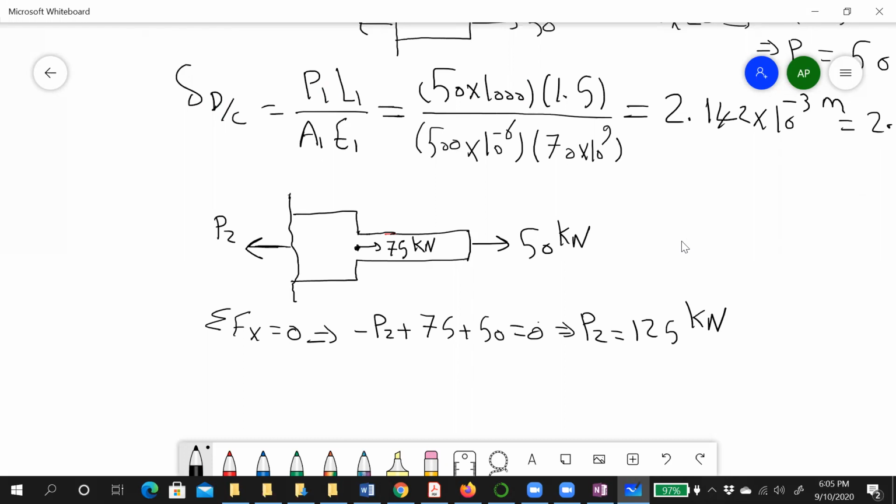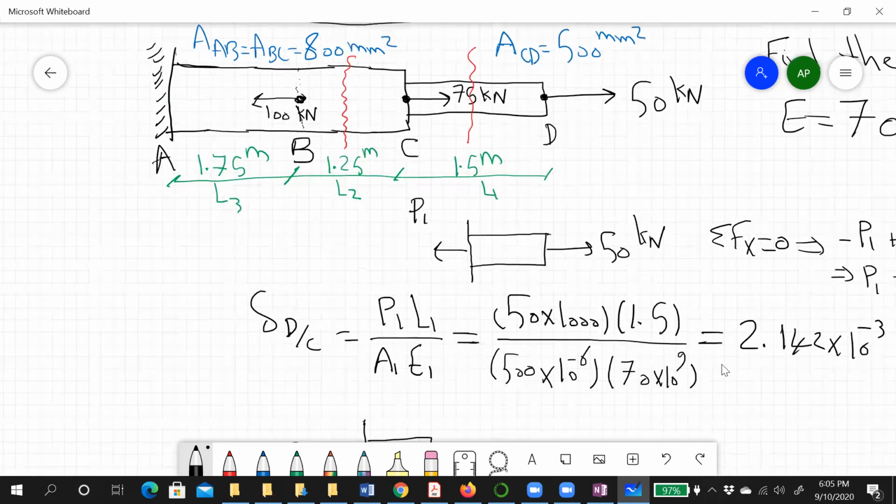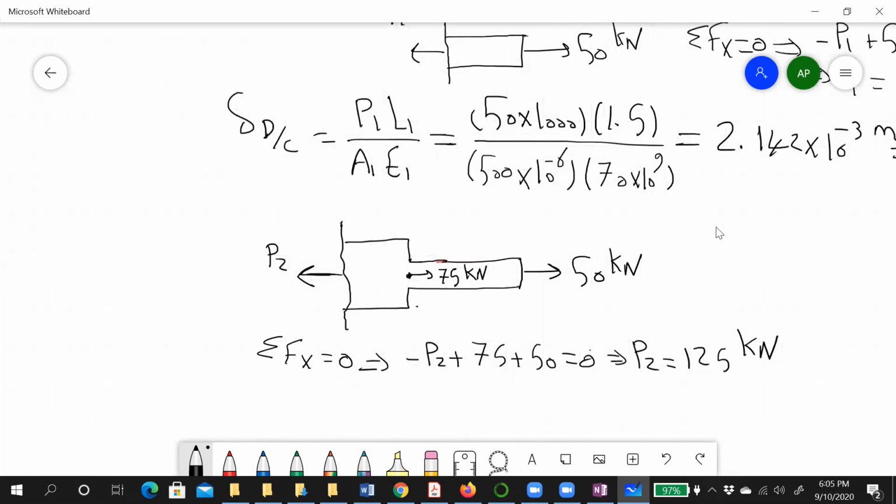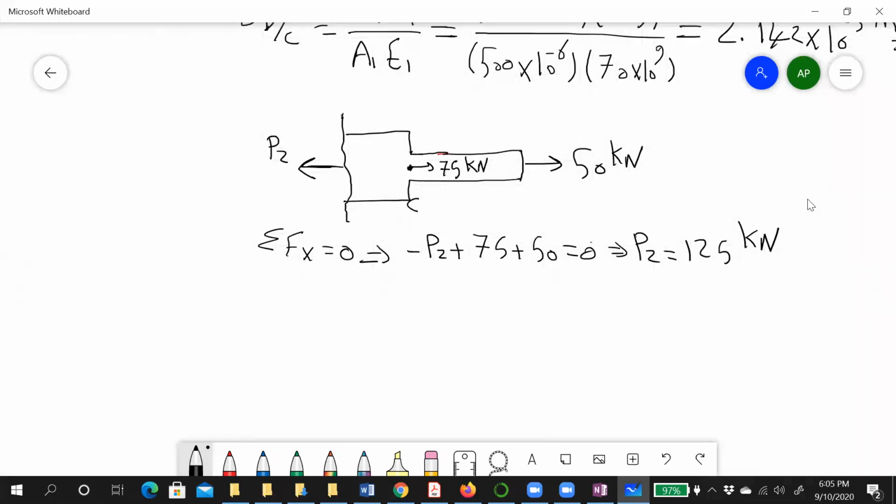Now let's find, in this segment, C with respect to B. This is point C. So delta C with respect to B, with P2, L2, A2, E2. Let's just now go to the figure.